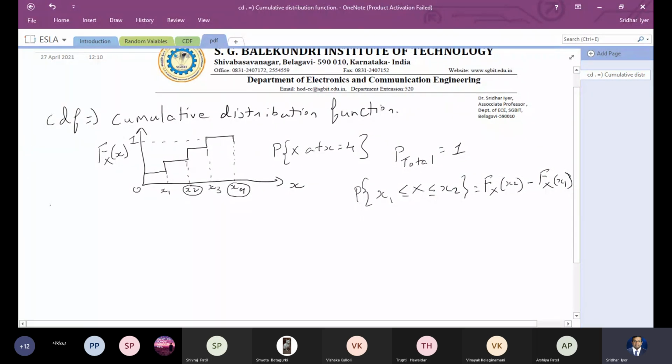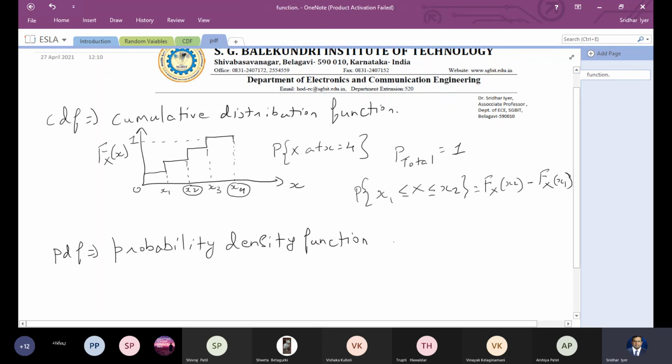Then we moved on to what is known as the PDF, which is the probability density function. So what is this probability density function? It is basically finding the density, or how much of a probability occurs at a range of points.